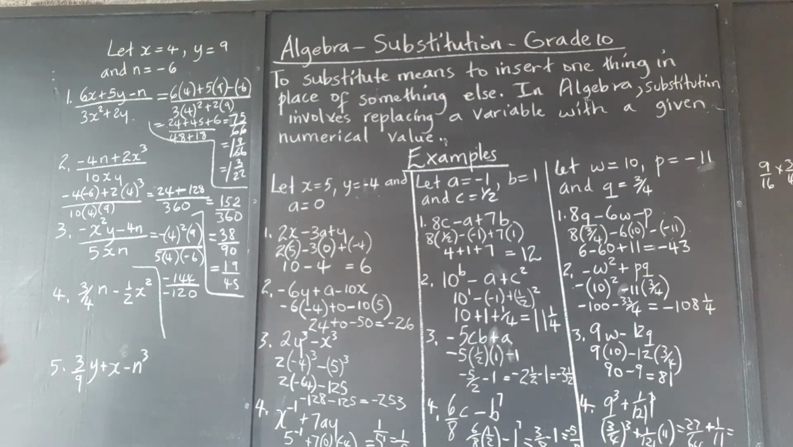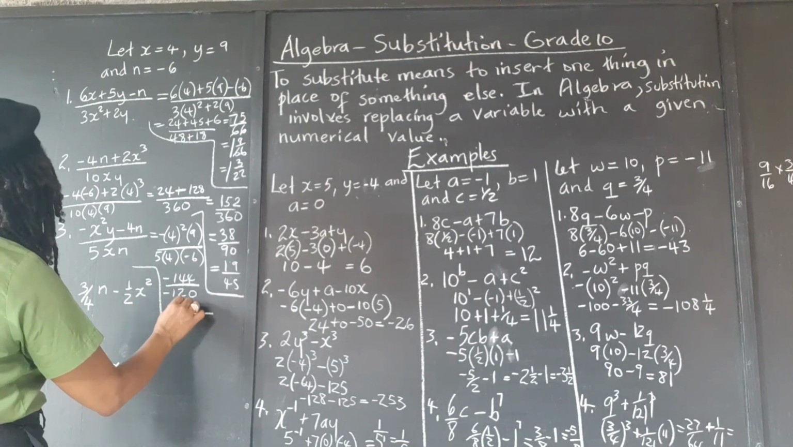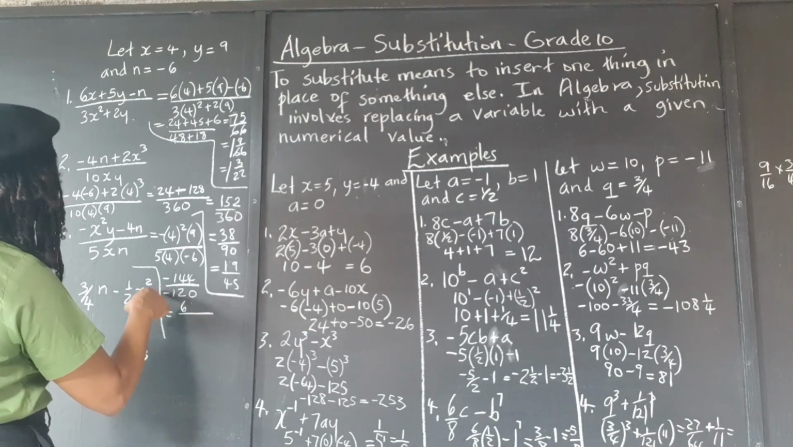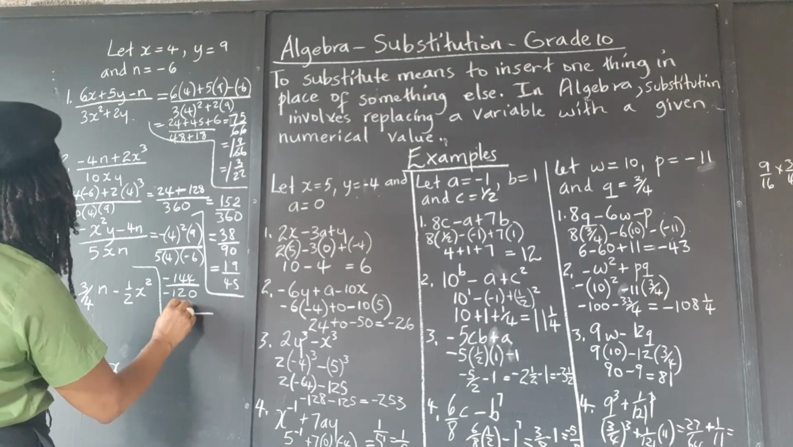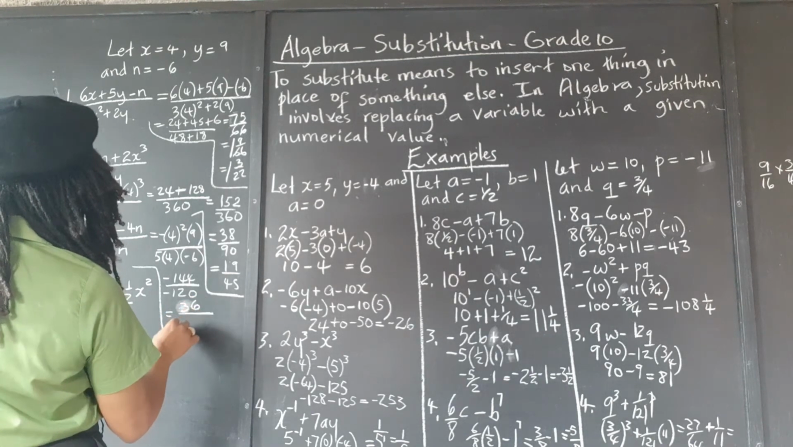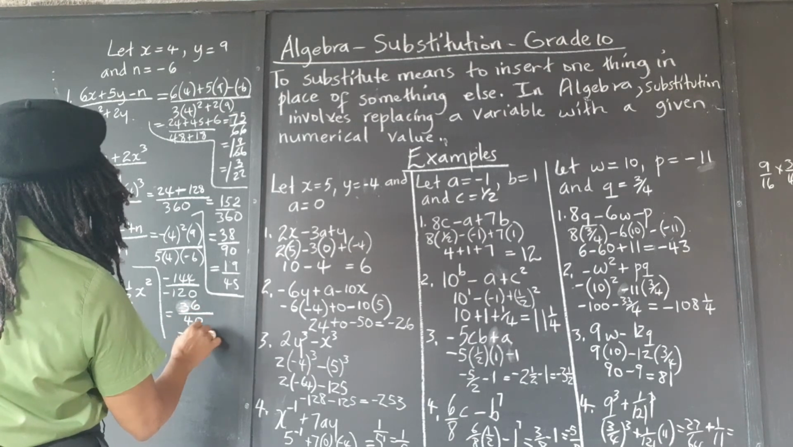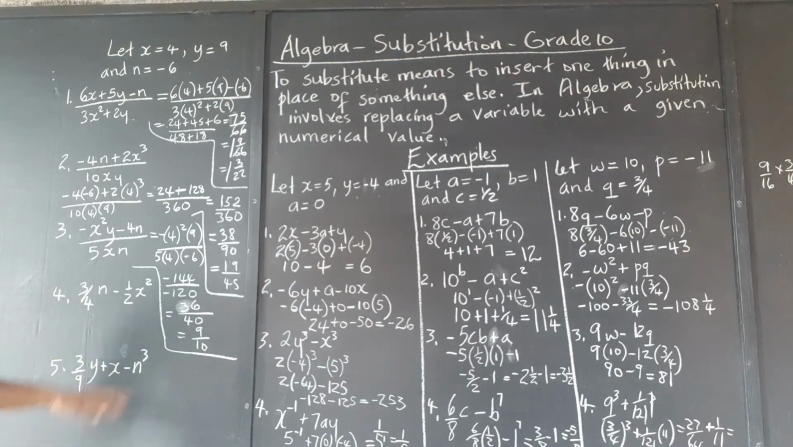Using 4 to reduce those, so 4 into that. 3, 6. So the final answer is 6 over 5, negative 6 over 5.